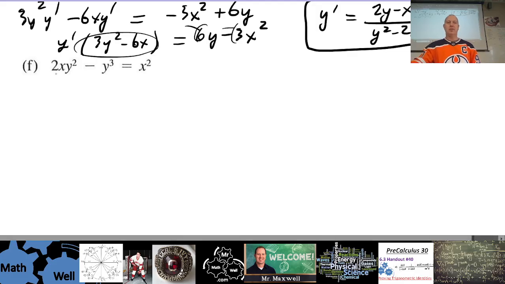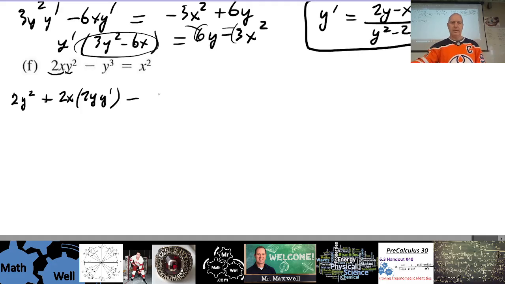So the derivative of this first term is going to be a product of an x function and a y function. So the derivative of the first is 2 times the second, y squared, plus the first, which is 2x, times the derivative of the second, so that's going to be 2y, y prime. Minus 3y squared, y prime, equals 2x.